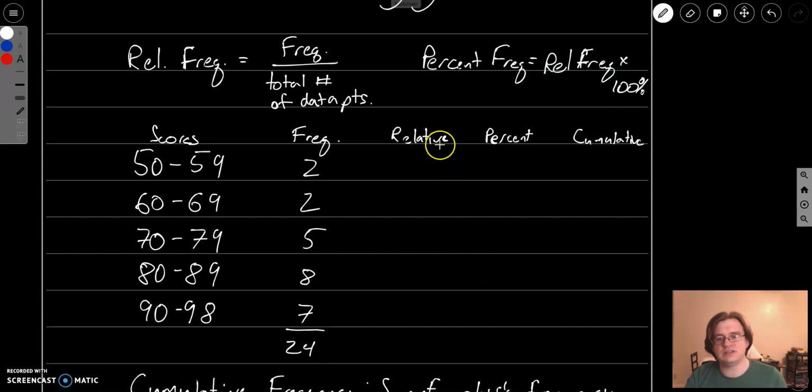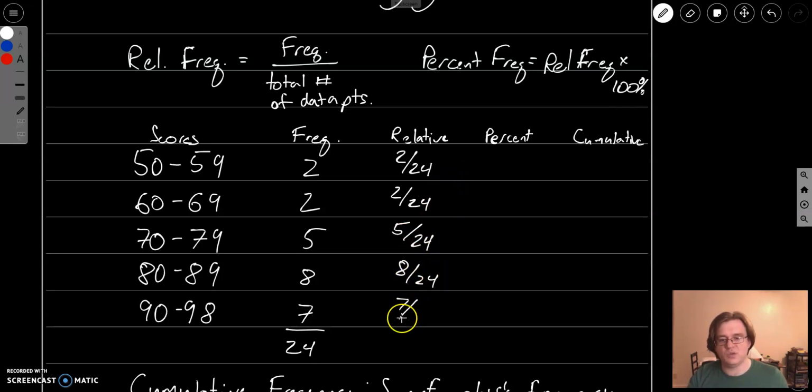So for instance, the relative frequency of scores in the 50 to 59 range would be 2 out of 24. This is just the proportion of students that had test scores in this range. You can see that it's just the frequency divided by the total number of data points in the set, so this is fairly straightforward to calculate. With 5 test scores in the 70s, that means that 5 out of 24 students were in this range. So this is the relative frequency.